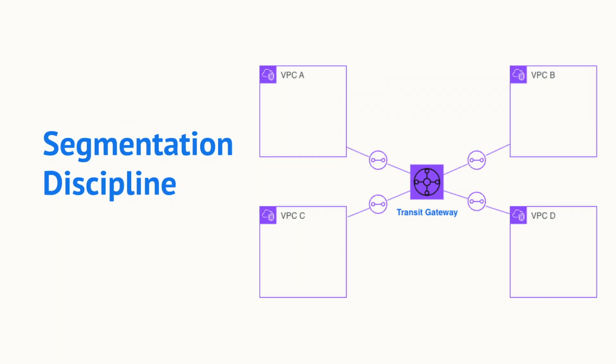Finally, it's segmentation discipline. Transit gateway makes it really easy to connect everything, so you need to be very deliberate with route tables and which attachments you associate or propagate. So this introduces a different kind of complexity than what we saw with peering, where it was the sheer scale of peering connections that created complexity. Here, it's the details of both our route tables and our associations that can cause confusion and complexity.